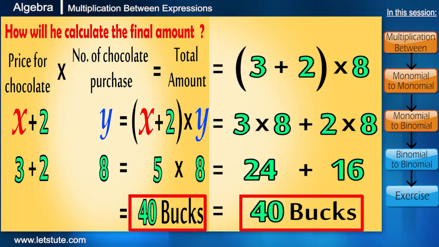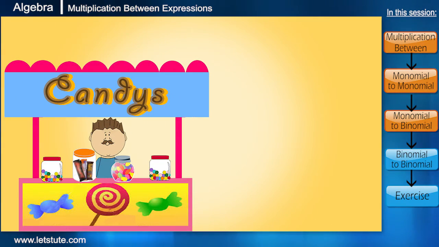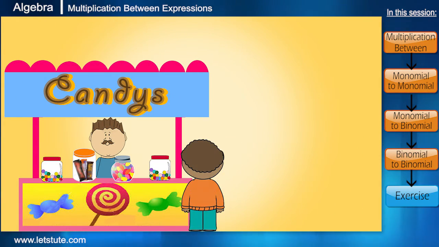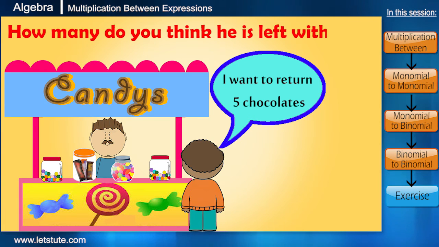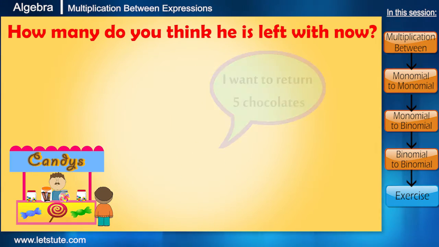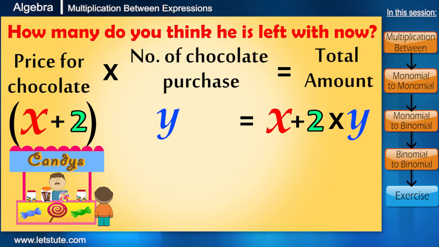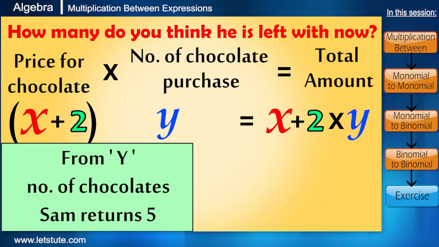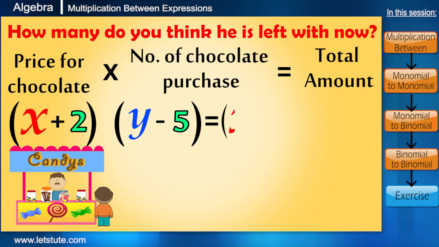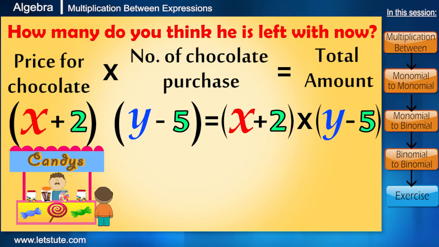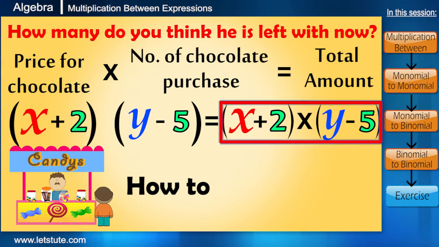I'm sure we have understood things seen so far. Let's take a different scenario and learn more. Suppose Sam has changed his mind and decided to return 5 chocolates to the shopkeeper. Then how many do you think he is left with now? If we remember, previously he had y number of chocolates. After he returns 5, now he will be having y minus 5 chocolates. So the total payable amount would be x plus 2 multiplied by y minus 5. Now how to simplify this?